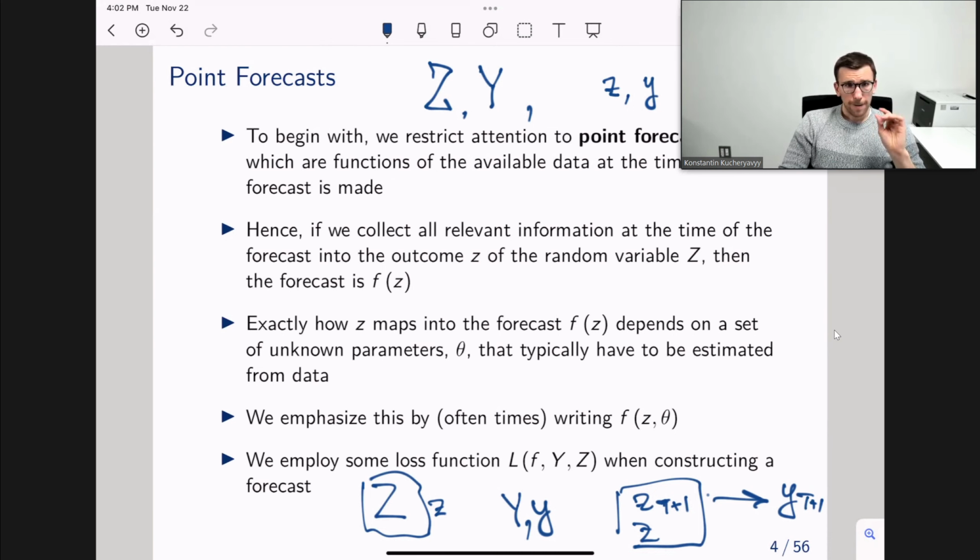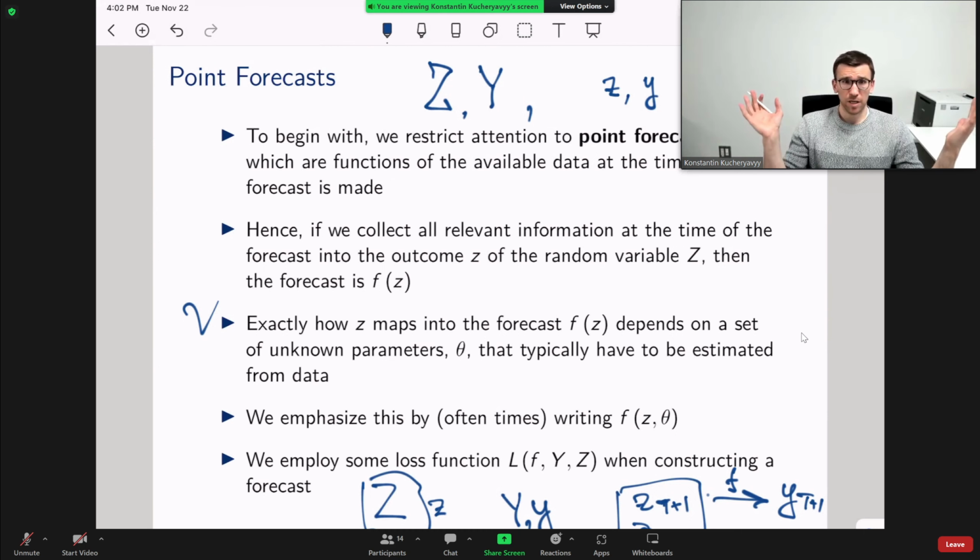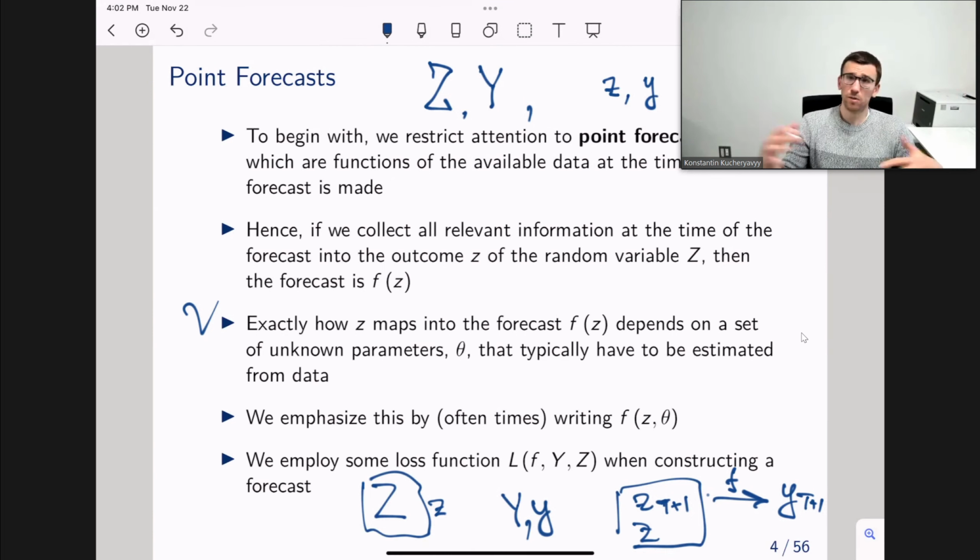So how exactly, now I'm talking about this bullet point, how exactly we will, and this is supposed to be our mapping F, how exactly we map this available data to the outcome depends on a set of unknown parameters theta, which we need to estimate from the data. Which means that if we know these parameters, excellent, but usually we don't know. I guess in practical applications, we never know the parameters. We need to estimate them.